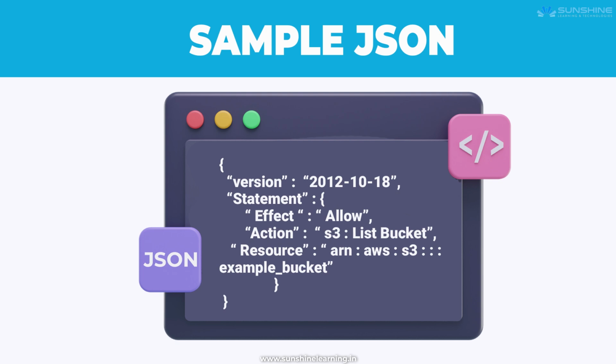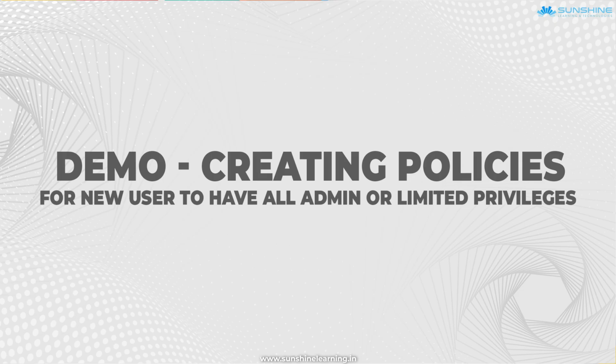I can log in to the EC2 instance, specifically the Linux one, and from there I can type the command aws s3 ls, and it will display all the S3 buckets once this policy is attached to the role, and the role is assigned to the instance itself. We'll see the policy writing in more detail in the lab scenarios. In this demo, I'll be creating a policy for a new user to have all admin or limited privileges, and this will be a custom policy, and then we are going to test this scenario.